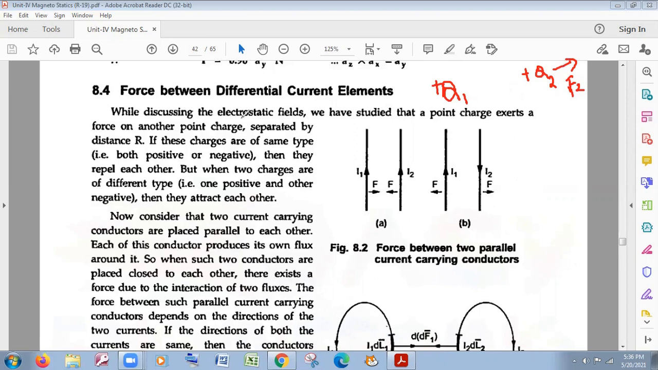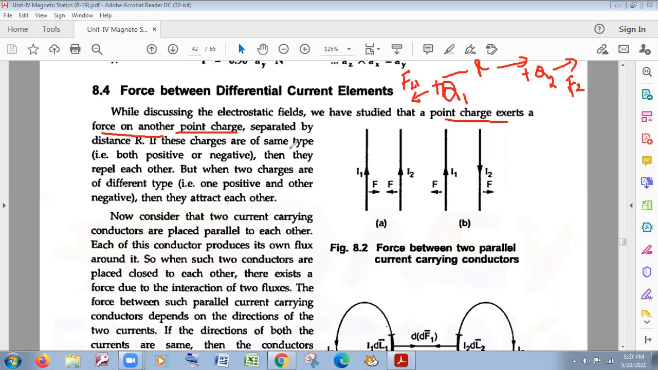While discussing electric fields, we studied that a point charge exerts a force on another point charge separated by a distance r. When there is already a q2 charge, we place q1 at a distance of r, and a force is exerted on q1 due to q2. Either you can bring q2 or q1; a force is exerted, separated by the distance r.